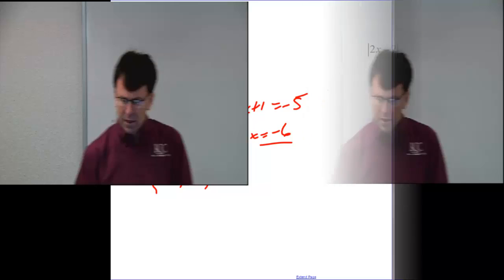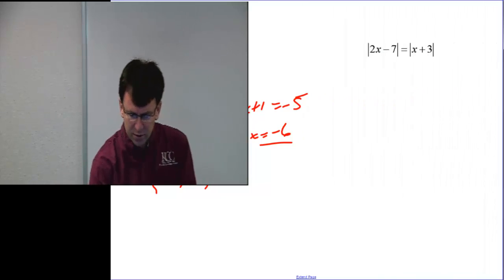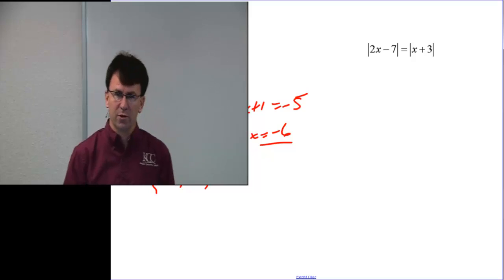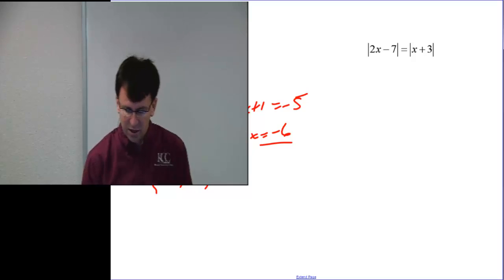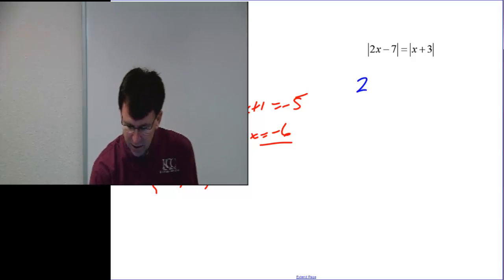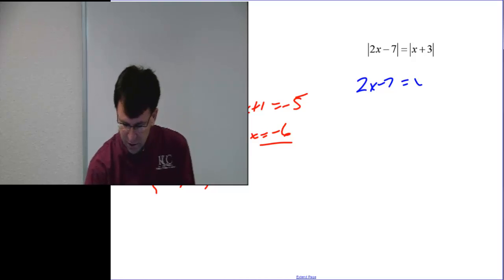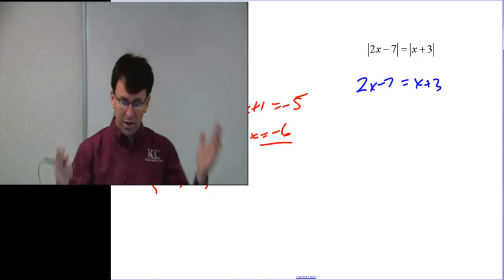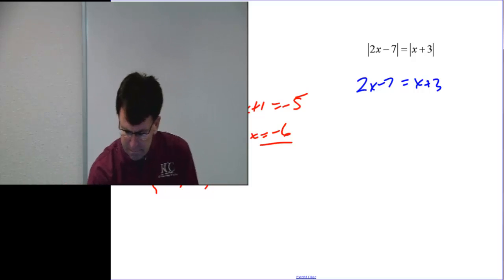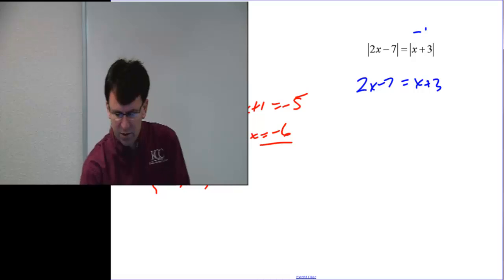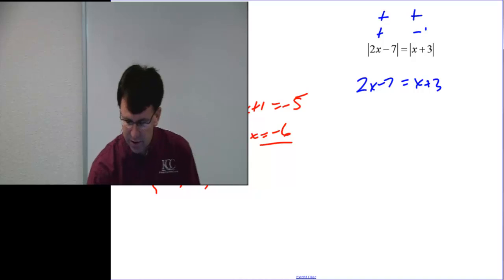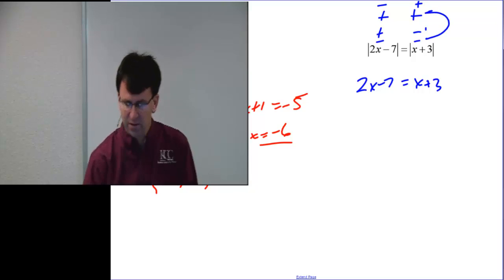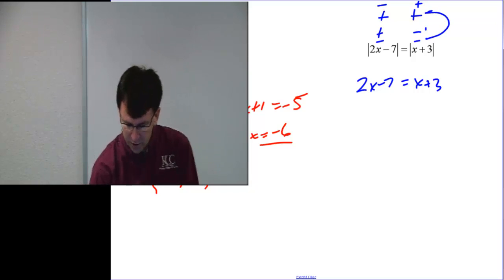Now this one looks like its bark is worse than its bite. I have two absolute values. There's really going to be 4 answers, but we're going to end up basically just doubling each side. So on this one, we would say 2x minus 7 equals x plus 3. That would be positive equals positive. If this turns out to be a negative answer and this turns out to be a positive answer, they'll match. If both are negative, that is actually the same thing as both being positive. So we really only get two possible answers.